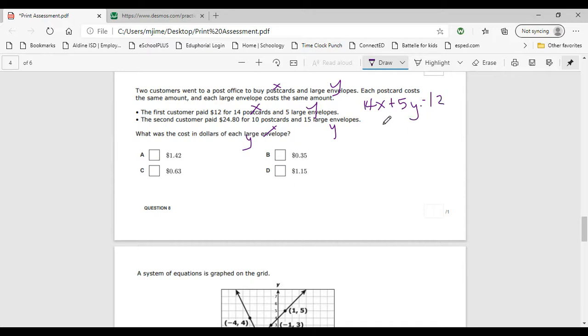And then the other one is 10X plus 15Y equals 2480. All right, I want to solve for Y, so that means I want to get X first and then be able to plug it in. All right, this is going to be 24.80.